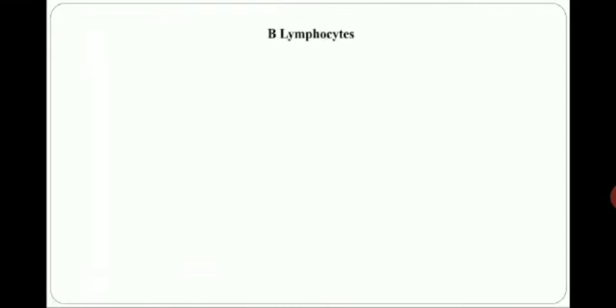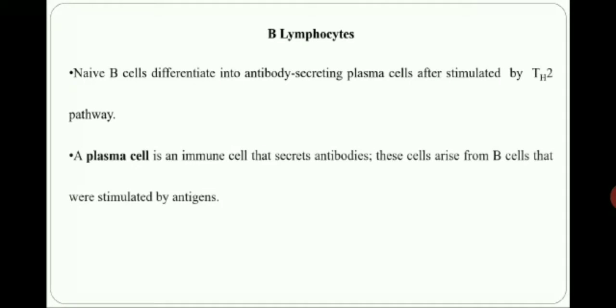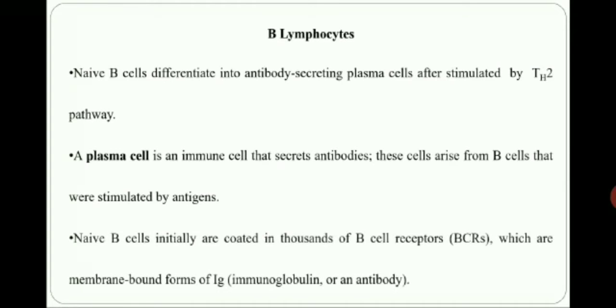So let's start with the B lymphocytes. B lymphocytes differentiate into effector antibody secreting plasma cells and memory cells after their stimulation by the T helper cells. Plasma cells are the cells of the immune system which secrete the antibody.